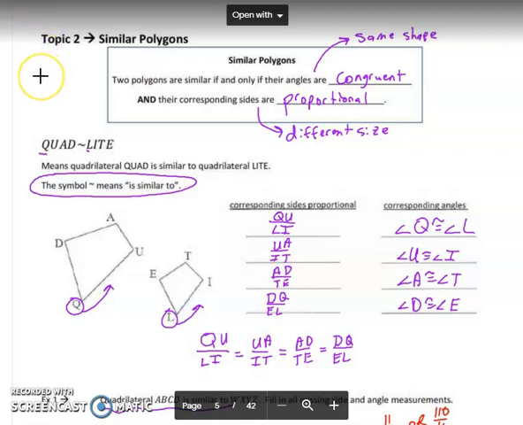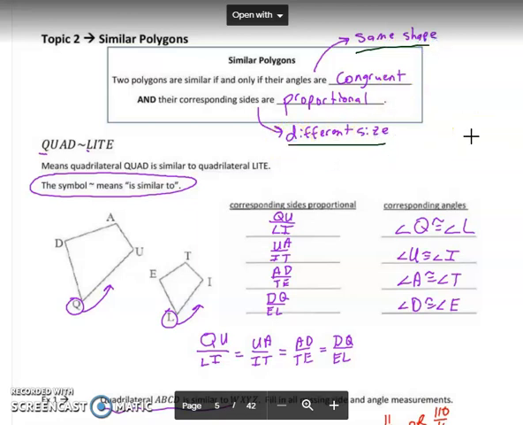All right, let's jump into topic two, similar polygons. One thing you're going to notice here, from first semester when we talked about congruent figures and congruent shapes, that meant that they were the exact same size and that they were the exact same shape. What we're going to have going on here with similarity is that they're the exact same shape, and you'll notice I've highlighted that part here, same shape, but the size is different.